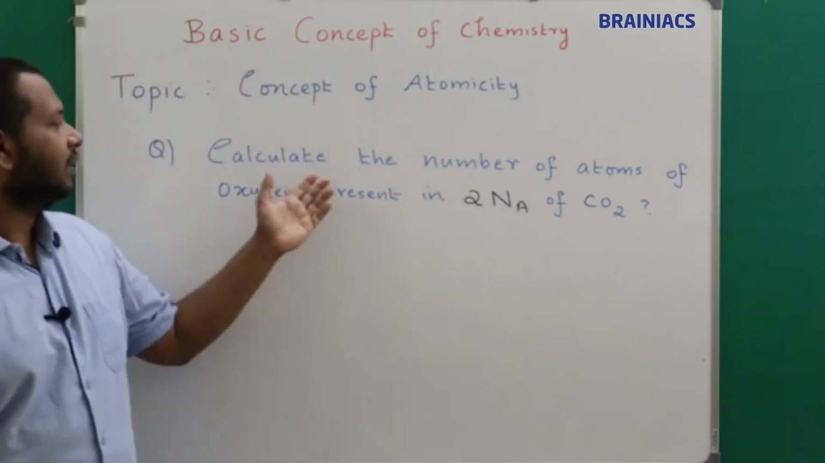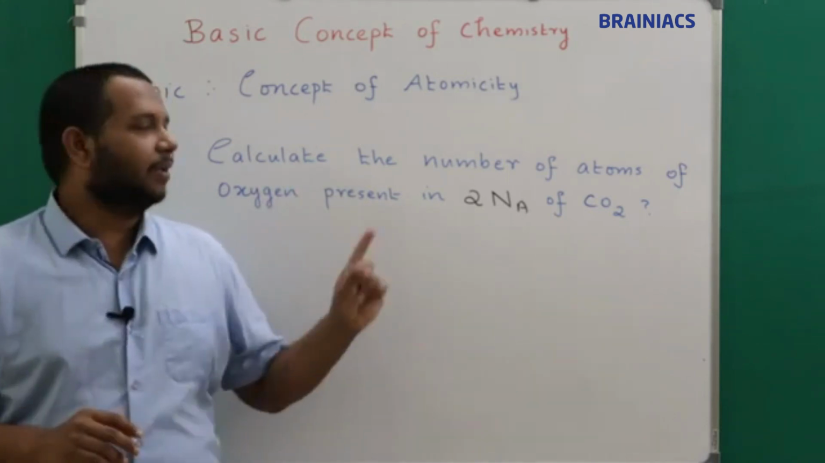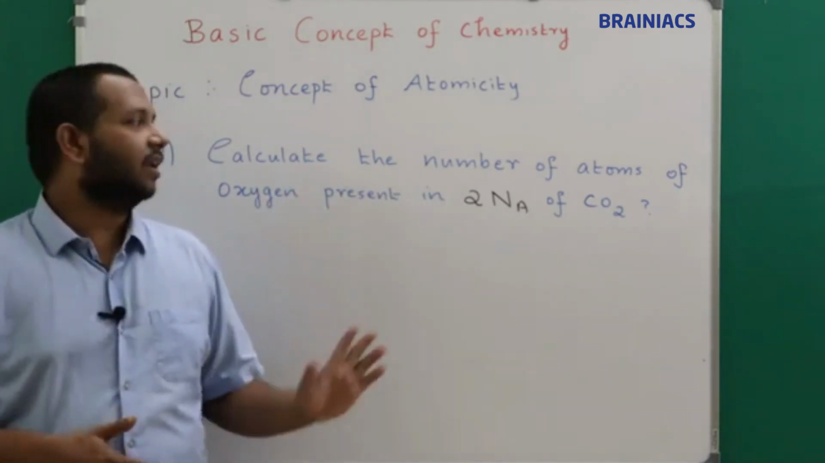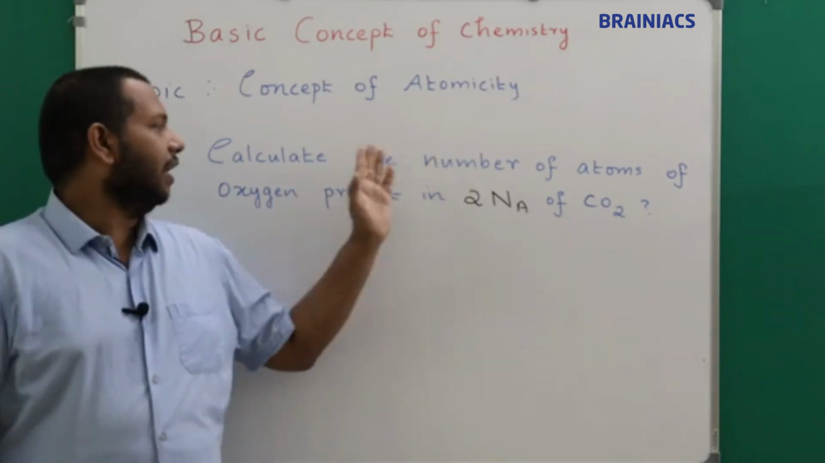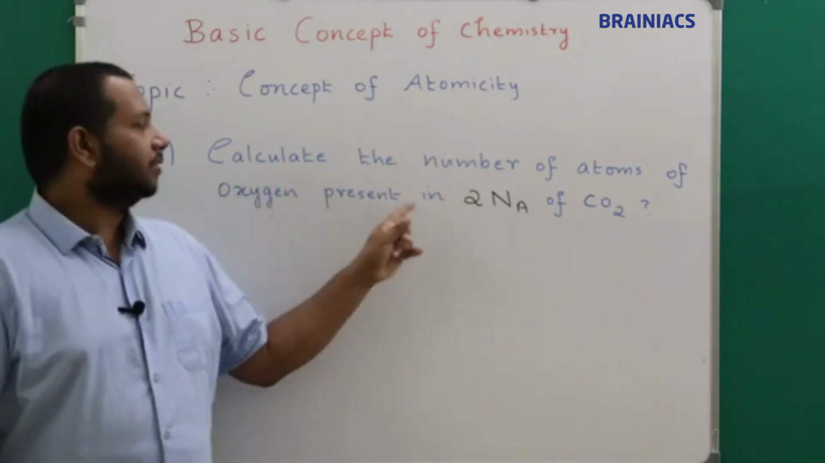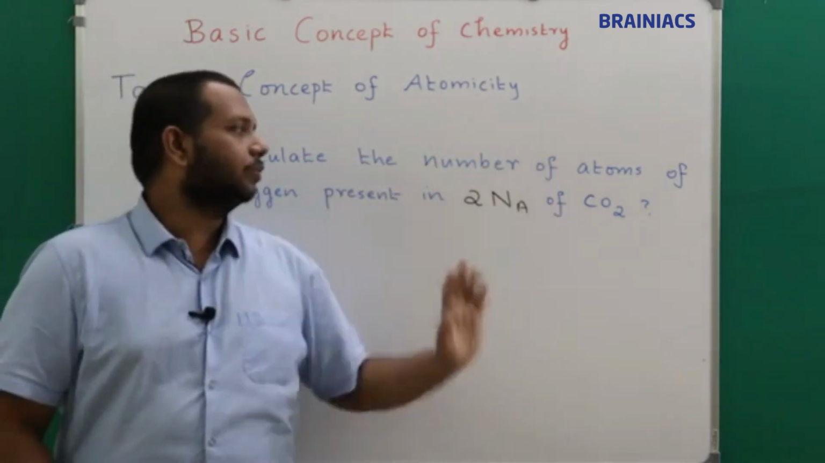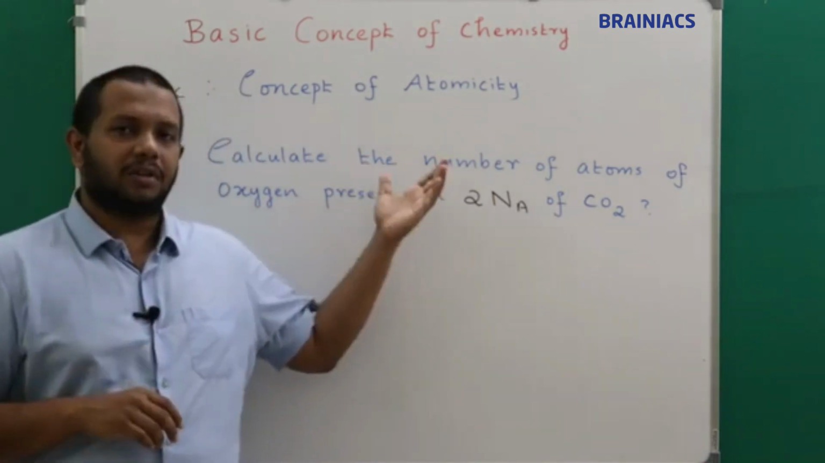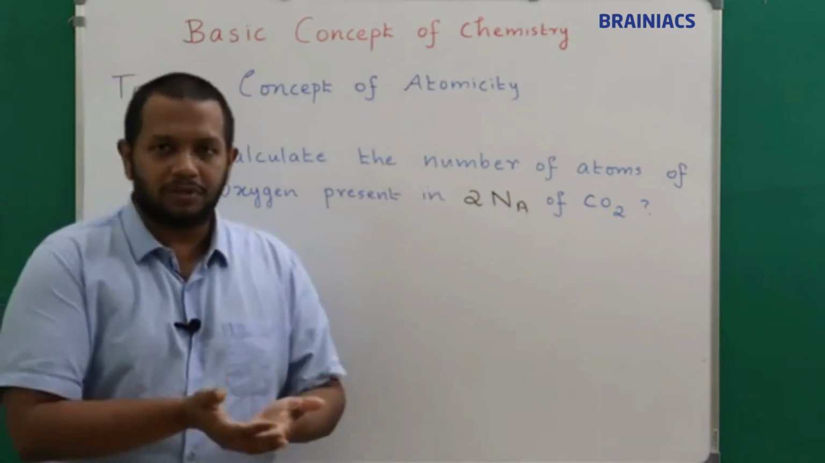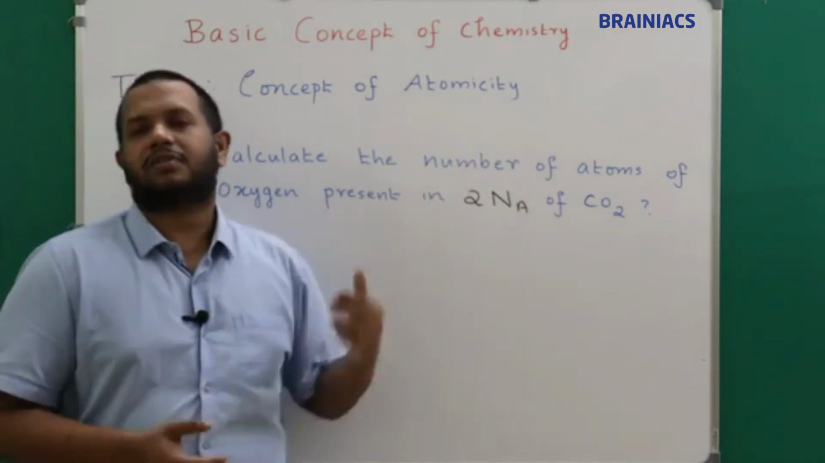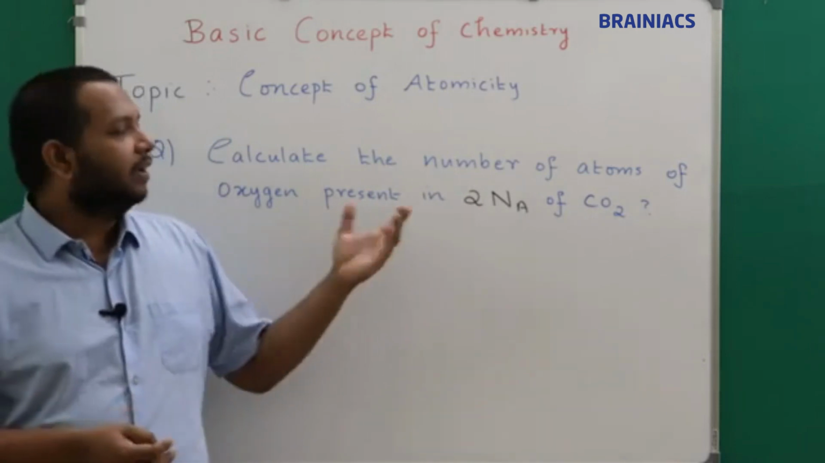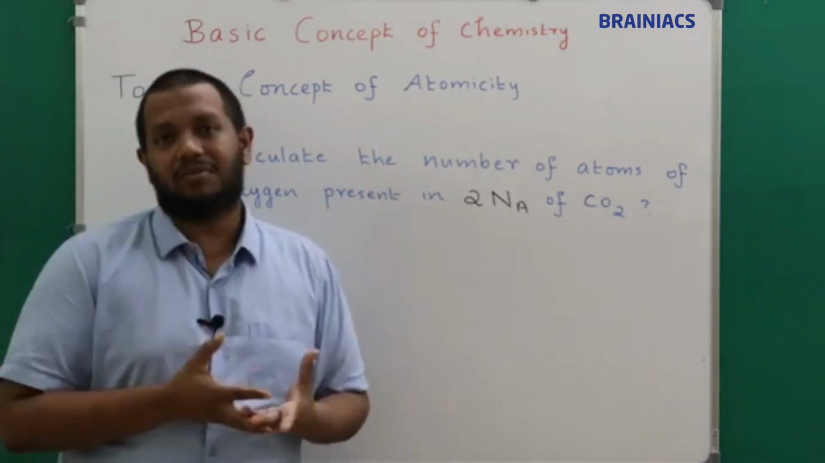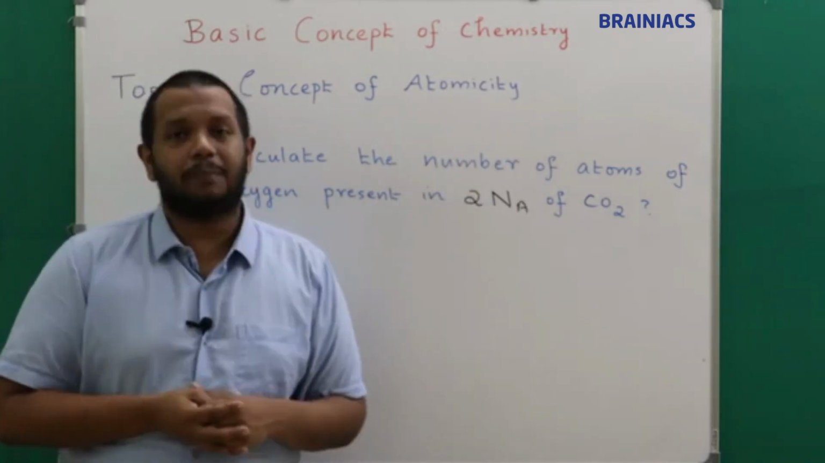Okay, now read the second question. It's almost the same. I made only a single change. You can see here, again they ask to calculate the number of atoms of oxygen present in 2Na of carbon dioxide. So what is the difference I made? Earlier in the question, the compound is given and they are asking you to calculate the number of atoms. But in the previous question, the mass was given.